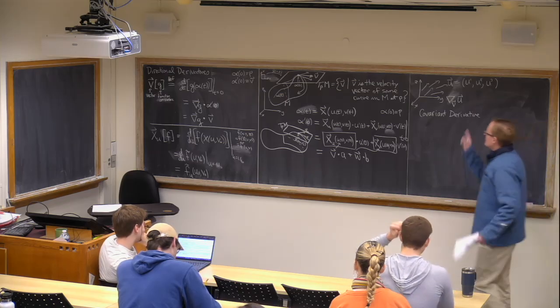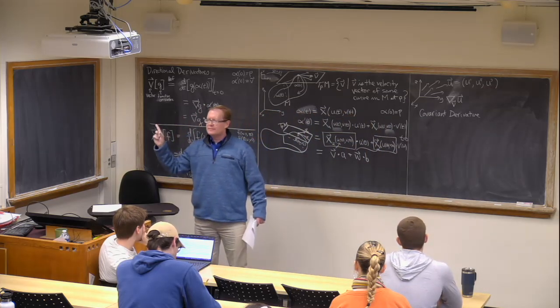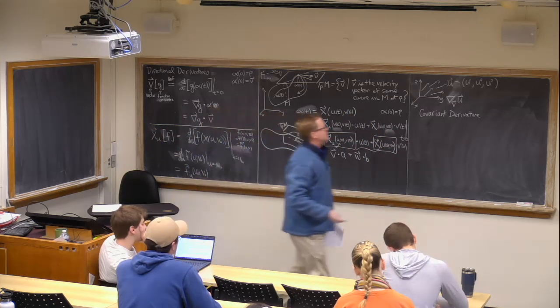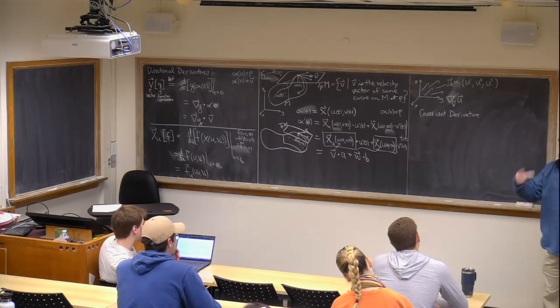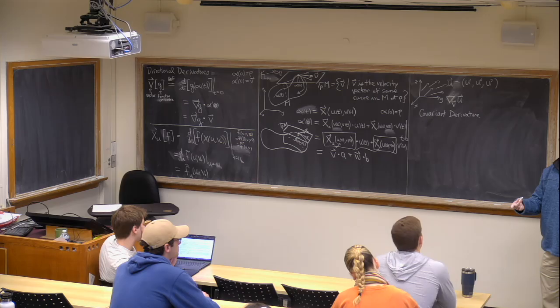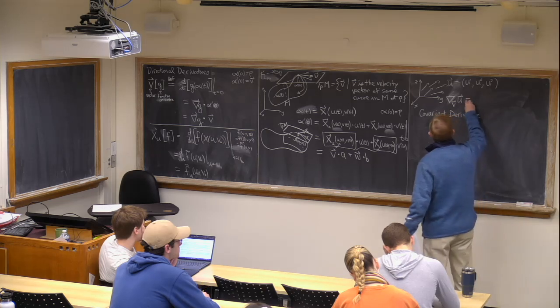The key point to understand is it's something different than a directional derivative. It's not the directional derivative, okay? Because what we're trying to do is take the derivative of a vector field in the direction of another vector field. And that sort of seems like a directional derivative, but it is really a completely different beast. And that's the main thing you have to remember. And so now, how do we do it?